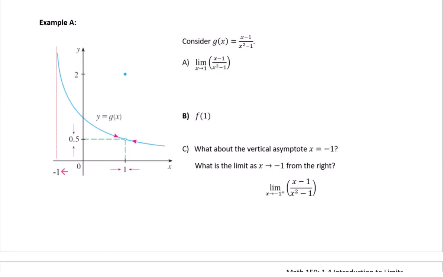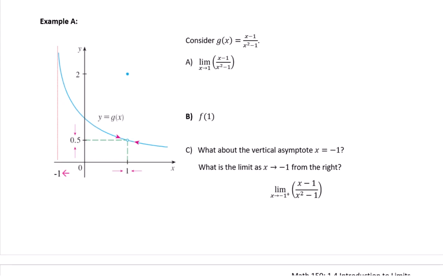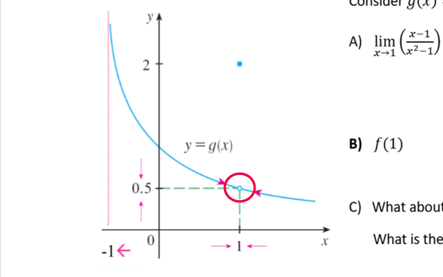So let's look at example A. We're considering the function g of x equals x minus 1 divided by the quantity x squared minus 1. It is graphed to the left here in blue. And notice there is a hole on the graph where x equals 1, but it is defined at a point higher where y is 2.